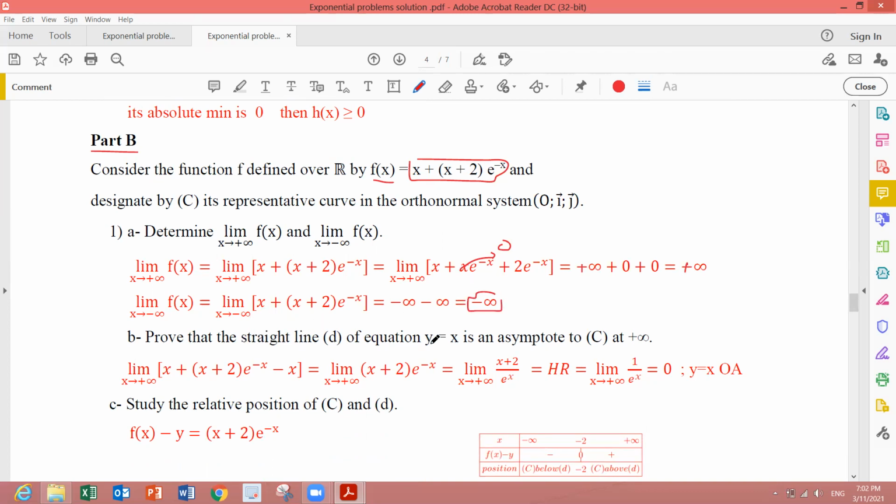Prove that the line D of equation y equals x is an asymptote to C at plus infinity. So the limit as x tends to plus infinity of f(x) minus y of D, f(x) minus x, we will get infinity times 0. We put e to the x in the denominator, or we can expand. Using Hospital's rule, the limit of the derivative of (x plus 2) over e to the x, 1 over e to the x, equals 0. So y equals x is an oblique asymptote.